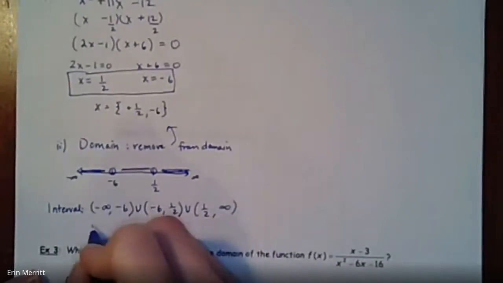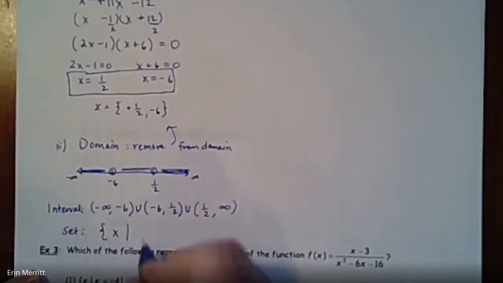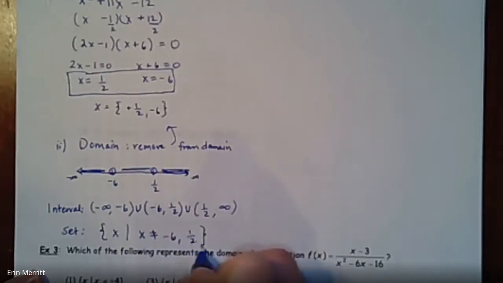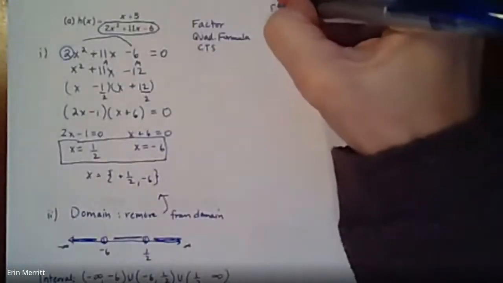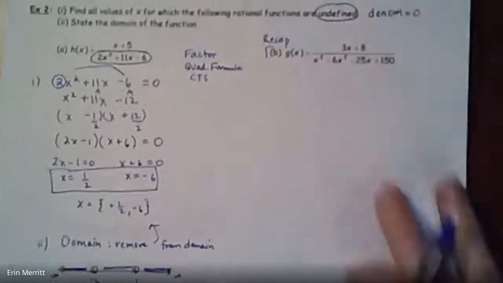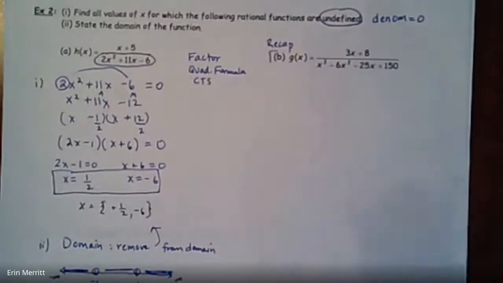If we were to use set notation, here's where I would suggest x such that x just can't be equal to -6 or 1/2. All right. So a couple different ways. It didn't specify, so I figured I'd just mention both. All right. Save part B. We'll recap with that guy in class. That's a good one to look at.